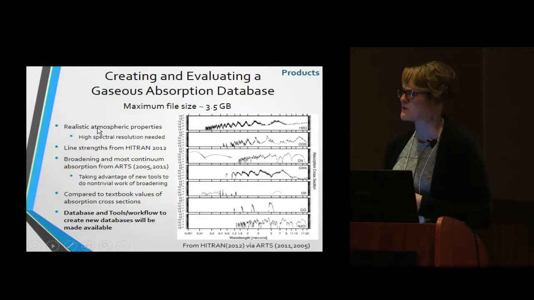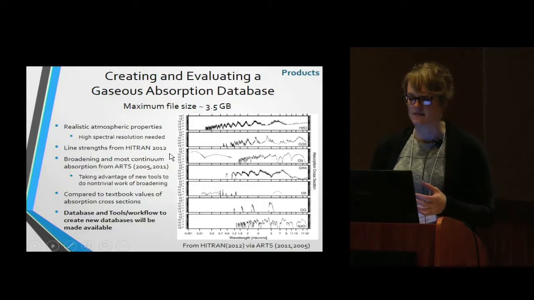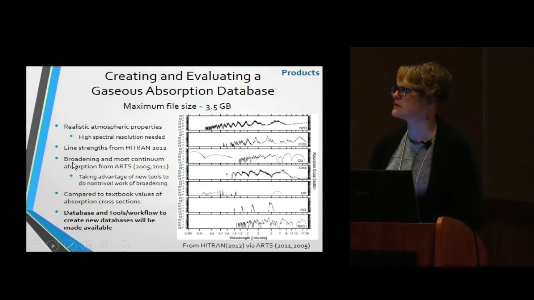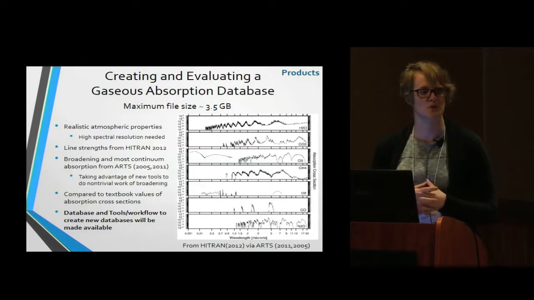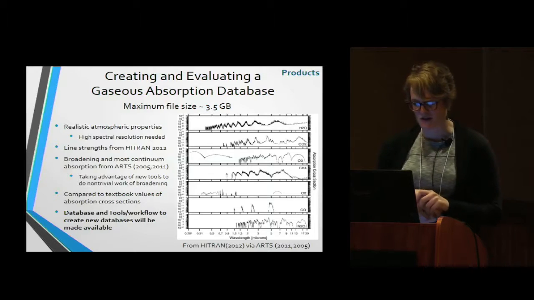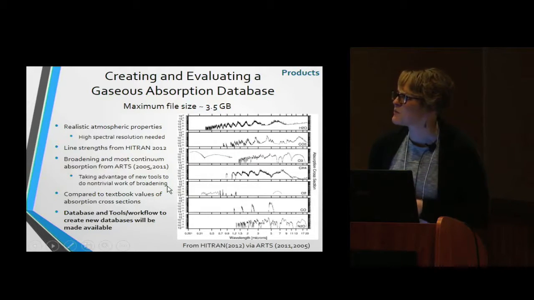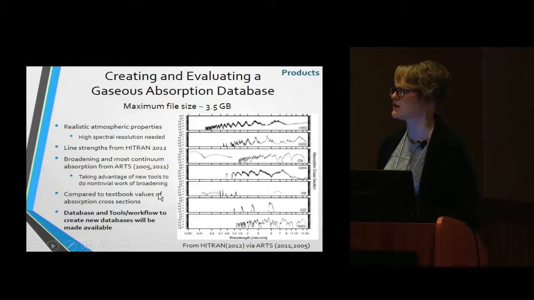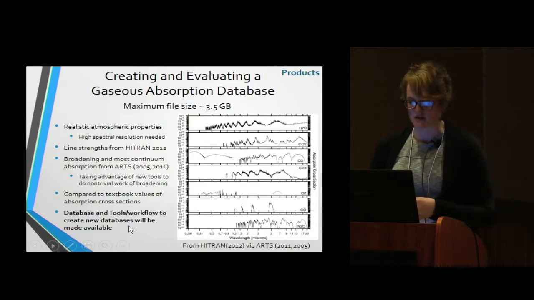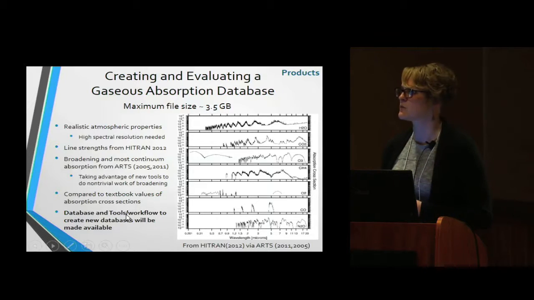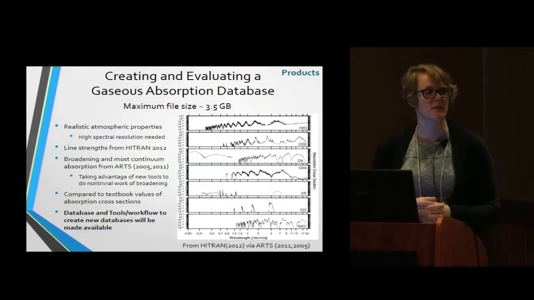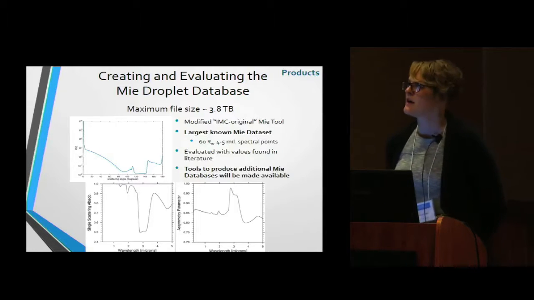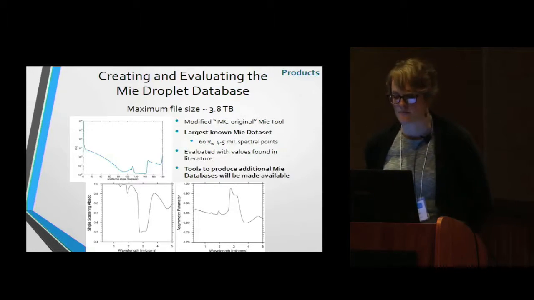So for a variety of realistic atmospheric properties, I utilized some existing databases out there, including HITRAN 2012, which gave me the line strengths. Those then had to be broadened, so I used this tool called ARTS to do that, and it incorporated some of the continuum absorption, for those of you familiar with atmospheric radiative transfer lingo. It was important to me to take advantage of the tools that were out there to do this non-trivial work. I compared to the textbook values of absorption cross-section, and it looked really great. As I just mentioned a bit ago, not just the database, but the tools and the workflow used to create them and to subset them are going to be available as part of this project. Similarly, I also had to make a database of liquid water droplets using Mie theory.